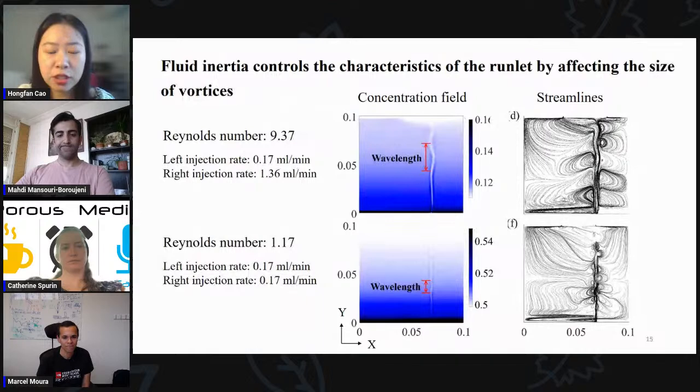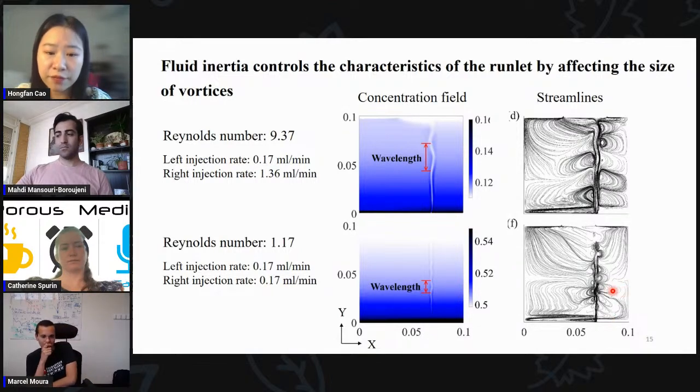In fractures, flow velocity can vary, and the fluid inertia changes with flow rate. So we simulated a case with a smaller injection rate of the lighter fluid, and the results show the injection rate can control the wavelength of the rivulet by affecting the size of vortices near the rivulet.